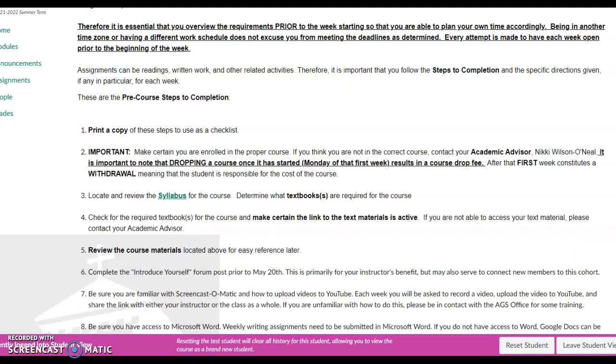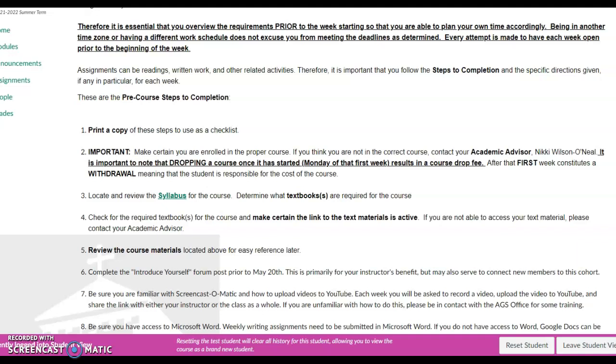Another thing that you want to do is, if you feel that you're not in the correct course, if it doesn't align with your program, make sure that you contact your academic advisor, who would happen to be Nikki Wilson O'Neill. She's a good person. Next thing you want to do, and we'll look at this, is locate the syllabus, and I'll show you exactly where the syllabus is.